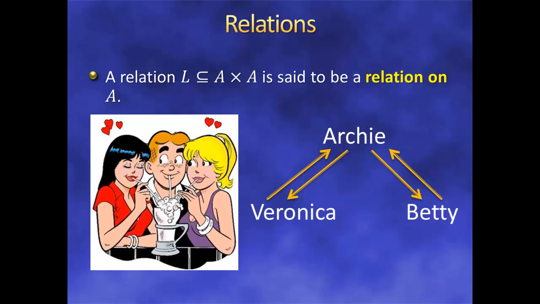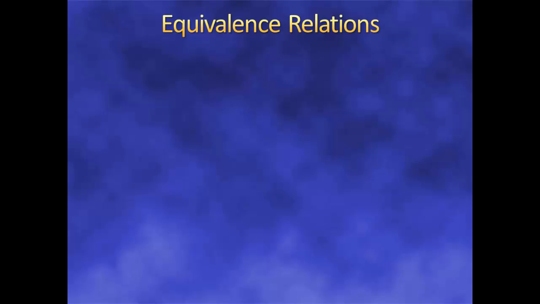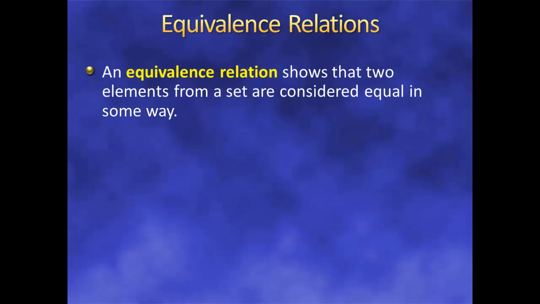Also, since Veronica is somewhat of a narcissist, we'll say that Veronica likes herself as well. So our relation can be drawn with 5 arrows, like this. There are 2 important kinds of relations on a single set that we're going to take a look at: equivalence relations and order relations. Equivalence relations show that 2 elements from a set are considered equal in some way.